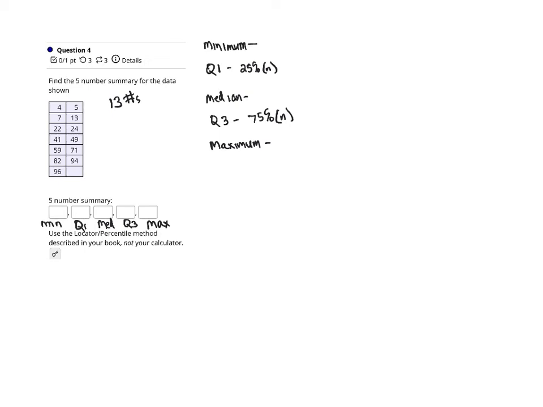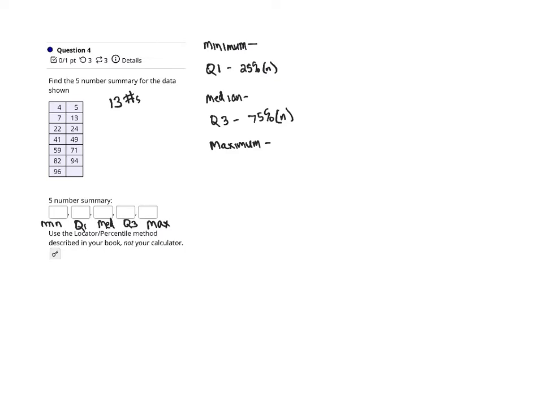We're going to do the 5-number summary. We're going to do this problem with an odd amount of numbers, 13 numbers, and then I'm going to do it again after this one with the even amount, because there are different things that you need to do. So we have 13 numbers.